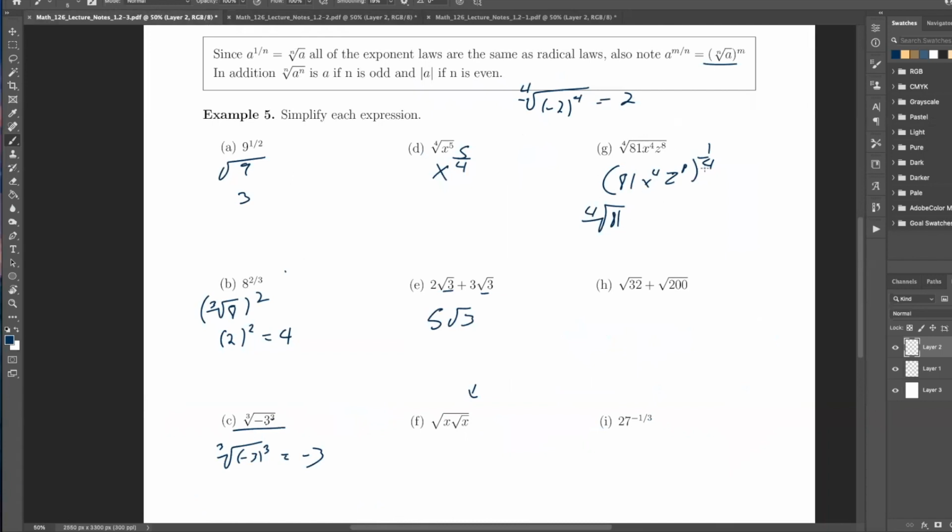This only works if it's a single term. If there's another term, like if I have the square root of 2 plus 5, I cannot bring the square into the 2 and into the 5. That's not allowed. It's all one term, aka there are no plus or minus signs. You can do this.